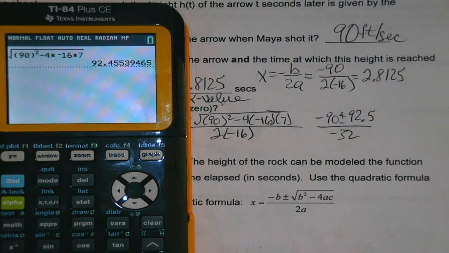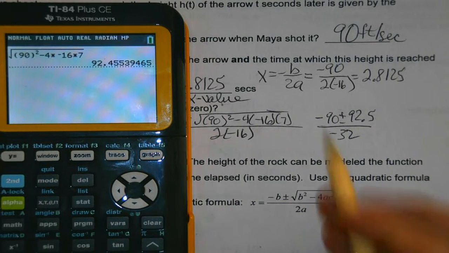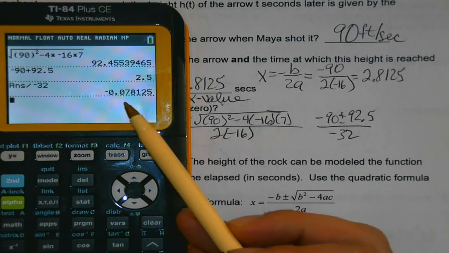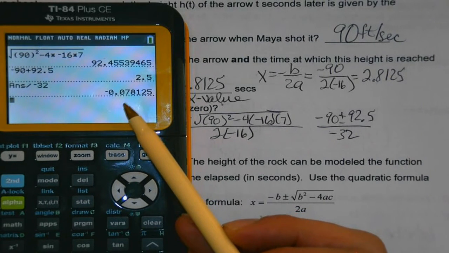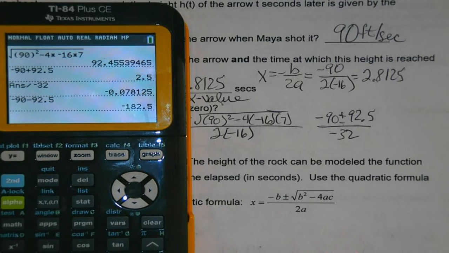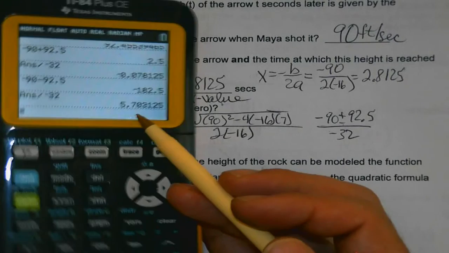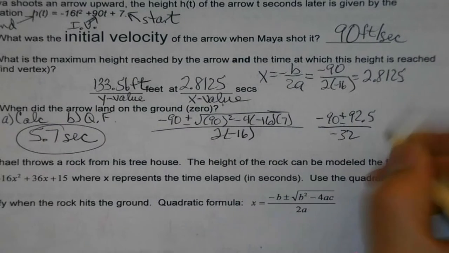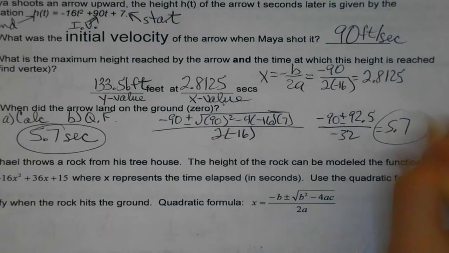And now I've got to use a little common sense. I go, okay, so let's see, negative 90 plus 92.5, enter, divided by negative 32. Does it make any sense that it would hit the ground at negative seconds? No. So I'm hoping the minus one makes more sense. So minus 92.5 divided by negative 32. Check out my answer, negative 5.7 and 5.7. Okay? So either of them will get me to the same answer.